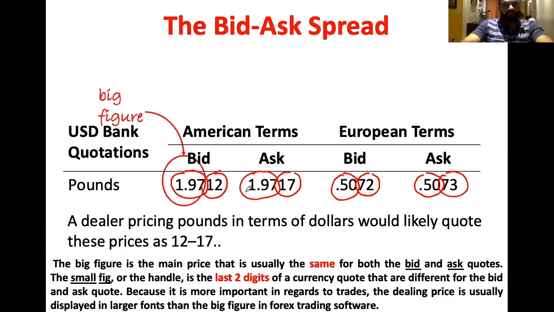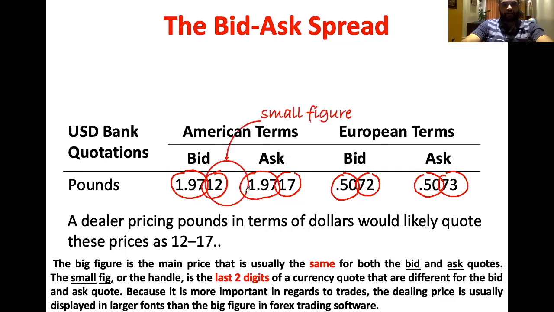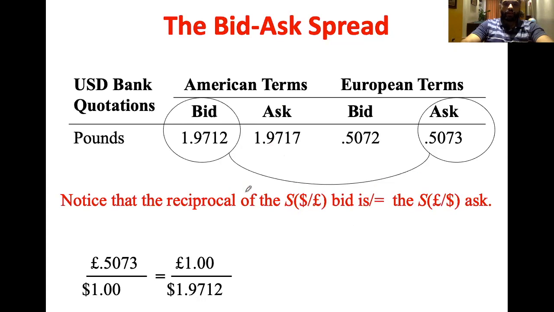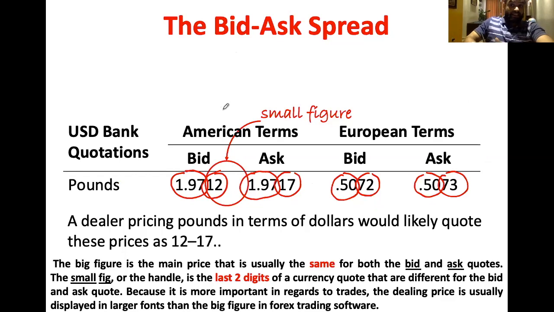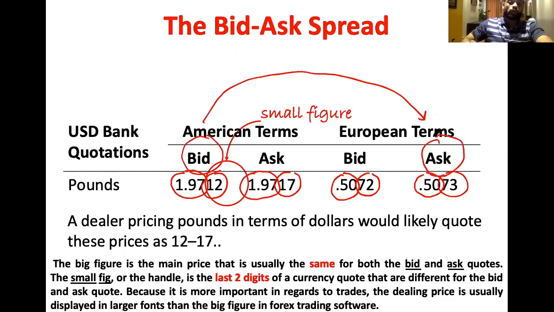So as I said, this is the big figure, 1.97. And after the decimals, the last two digits are the small figures. One thing which is really important, remember, as I explained before but I repeat again: this and this, which means American bid, equals the European ask if you reciprocal that, all right? I repeat, if you reciprocal.